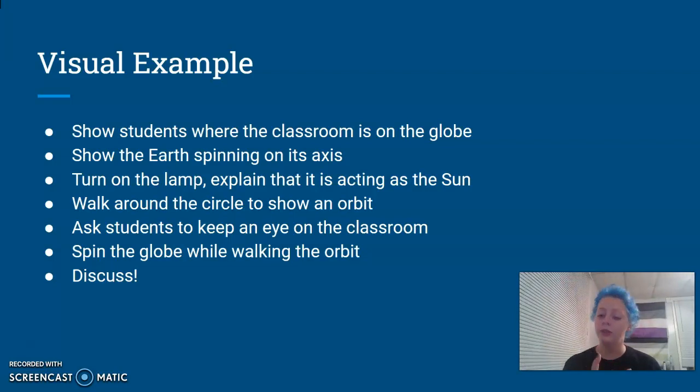Show that the Earth spins on an axis, that this axis is diagonal. It's important that they understand the diagonal axis because it contributes heavily to the changing of seasons. So now you're going to turn on the lamp and explain that it's sort of demonstrating the sun. It's acting as the sun for this exercise. And walk around the circle to show an orbit. Now ask your students again to keep their eye on that classroom and spin the globe while walking the orbit.